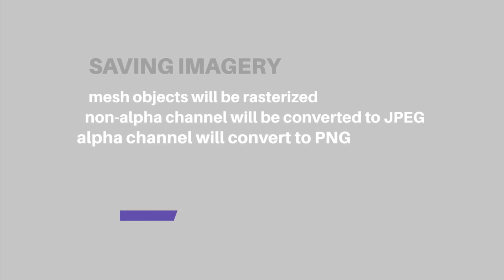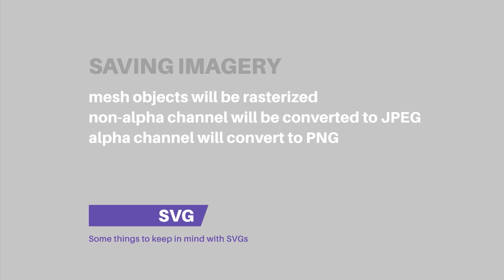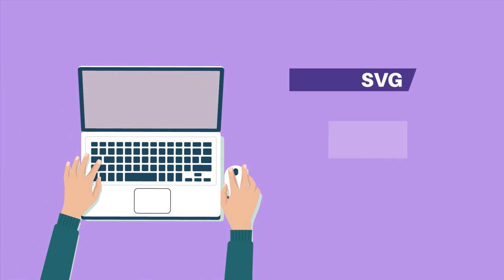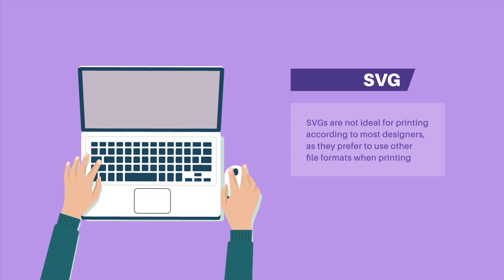But some things to keep in mind are that when you save artwork in SVG format, mesh objects are rasterized. In addition to this, images that have no alpha channel are converted to JPEG file formats. Images with an alpha channel are converted to the PNG format. Also, SVG only works with two-dimensional imagery, so things like photographs don't really work with this. Printing with SVGs is possible, but it's not ideal. Most designers who are supplied SVG files from clients will tend to open them in a vector application such as Illustrator, and then resave them in either native files or EPS or PDF for print.